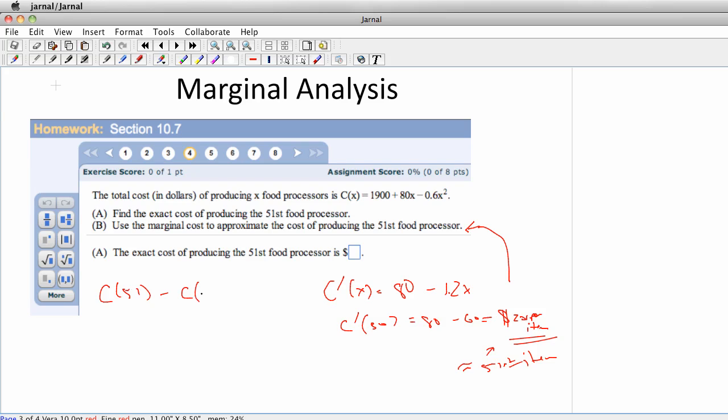That's how much it costs to produce 50 items. So if you subtract C51 minus C50, I'm not going to do it here, but that will tell you exactly the cost of the 51st food processor. So that would be the answer to part A.